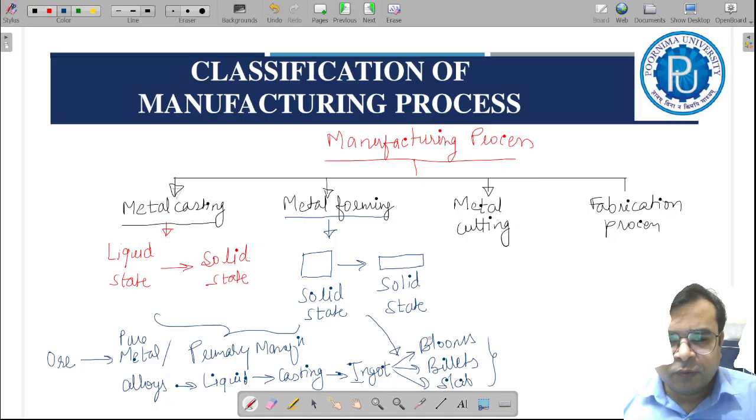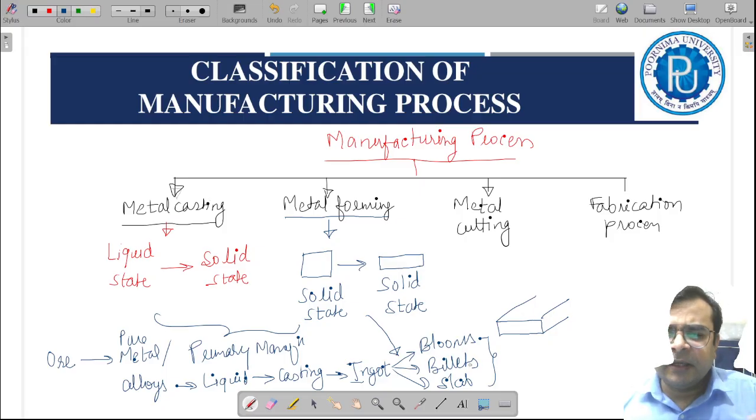Is that right? So after this we will get particular shapes. Actually a bloom is rectangular in shape, with a cross-section area of more than 200 centimeter square, and the length is around 8 feet. Okay. And similarly billets have similar kinds of shapes. Is it right? So these shapes can be easily transported from one location to another location. So this is called metal forming.